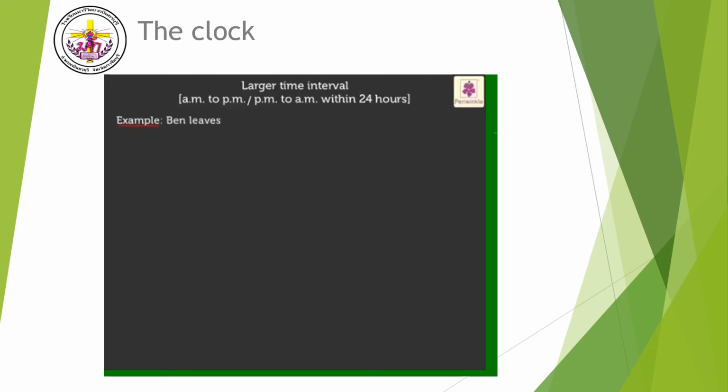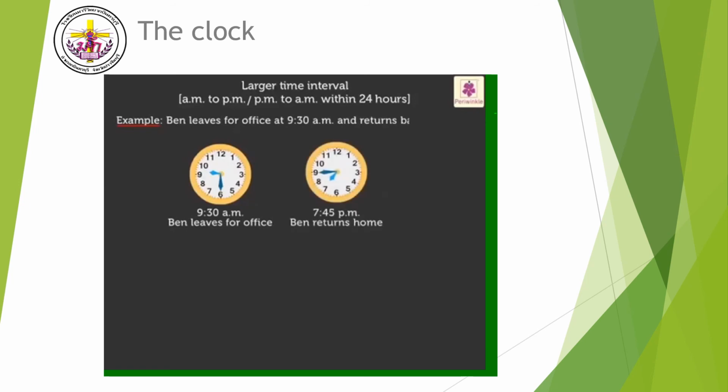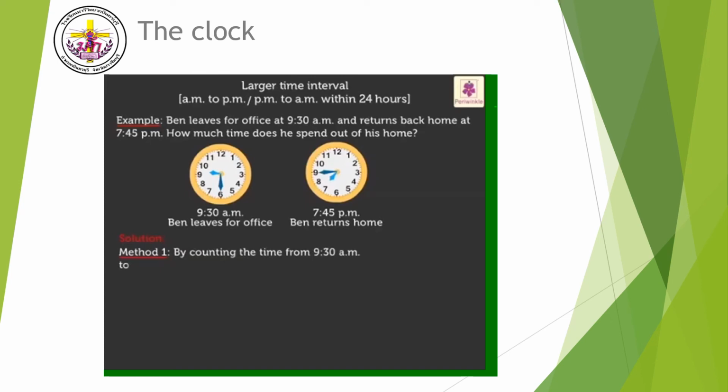Ben leaves for office at 9:30 a.m. and returns back home at 7:45 p.m. How much time does he spend out of his home? Now, to solve this, there are two methods. Let's start with the first method, that is, by counting the time from 9:30 a.m. to 7:45 p.m. in 3 intervals.